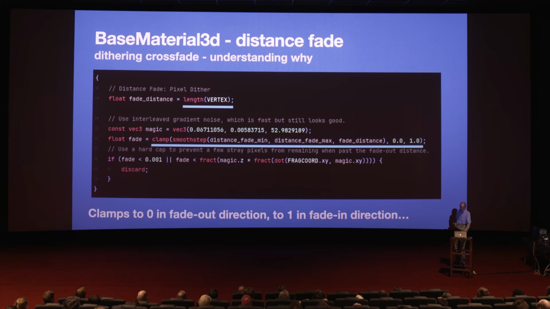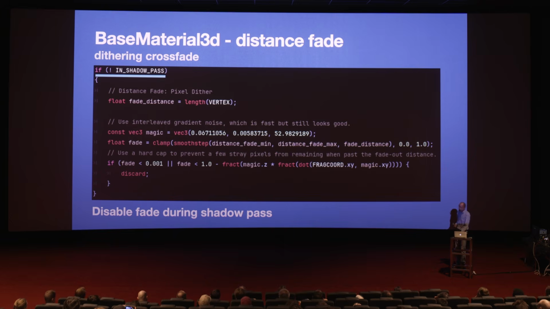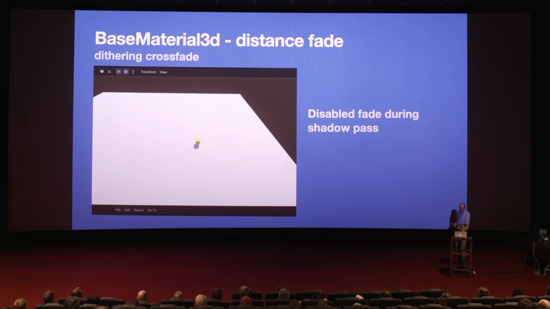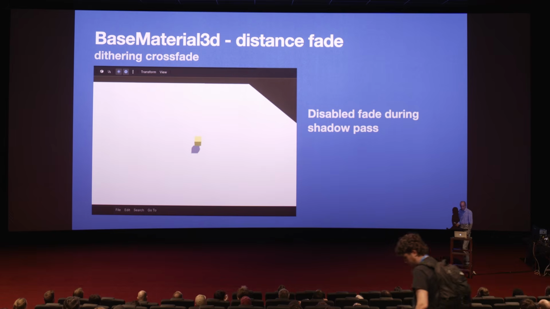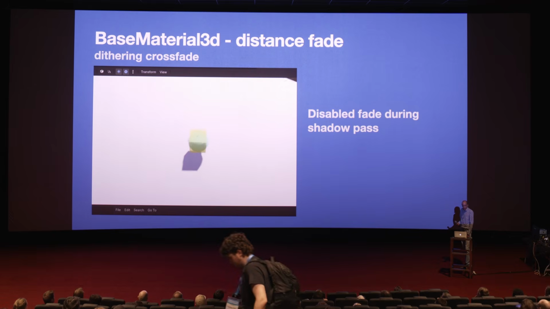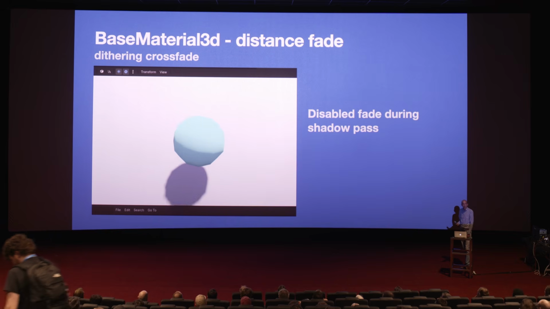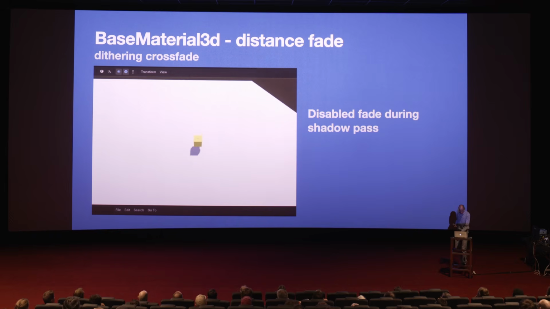before I forget, thank God for the slides. So basically what's happening, during the fade out, it's going to clamp to 0. And during the fade in, it's going to clamp to 1 in this situation. We can fix that by adding, you see at the top, don't do this dithering stuff when you're in the shadow pass. And indeed, that fixes that issue. So, nice. Life is good. Except, on to the next one.